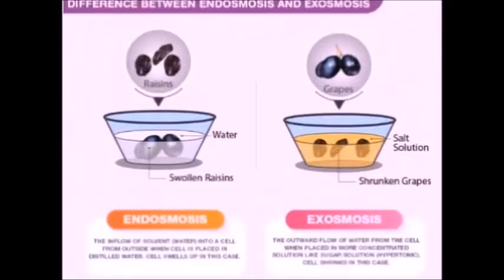Now osmosis is of two types, endosmosis and exosmosis. In endosmosis, water molecules move inside the cell, whereas in exosmosis, water molecules move outside the cell. In this example, we have put some resins inside a container containing water. Keep it overnight, you will find the swollen resins. It happened due to endosmosis.